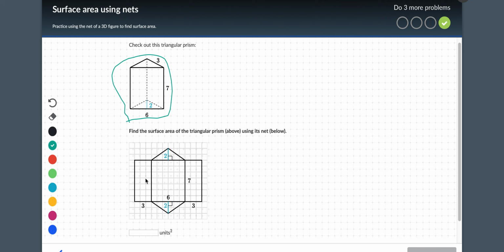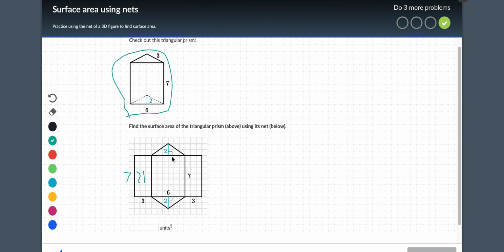Okay, so basically, going from left to right, we need to figure out all the dimensions of this. First off, you can tell from this line being 7, and it's the same distance as this line, which means this is 7 as well.